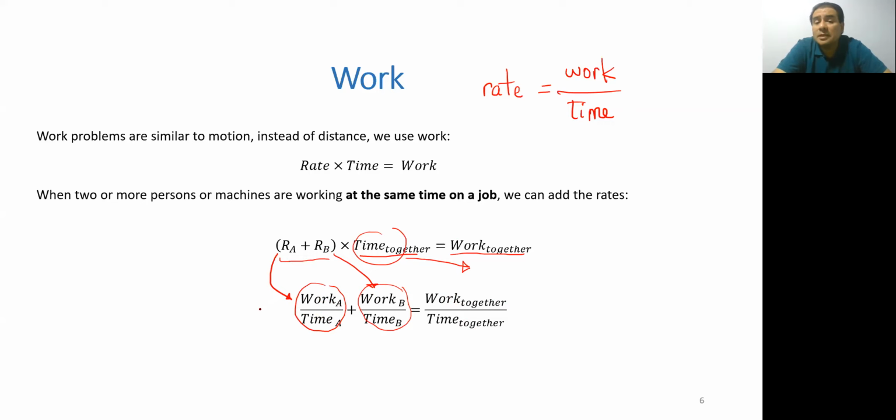Okay? Remember that in most problems where they don't tell you anything about the work, they just talk about one job or one production lot, you just put 1 for the work. If they mention a fraction of a job, just put the fraction, okay?